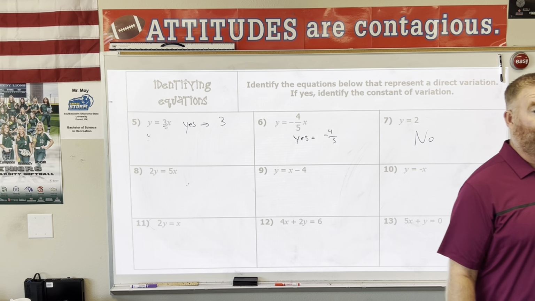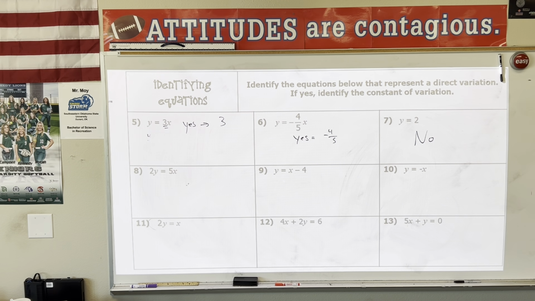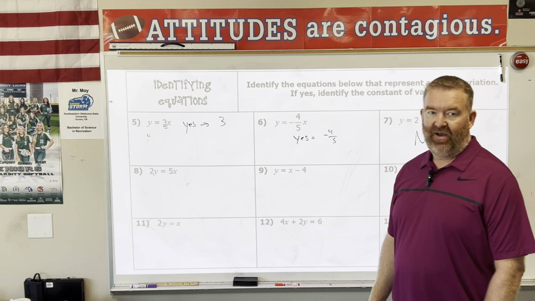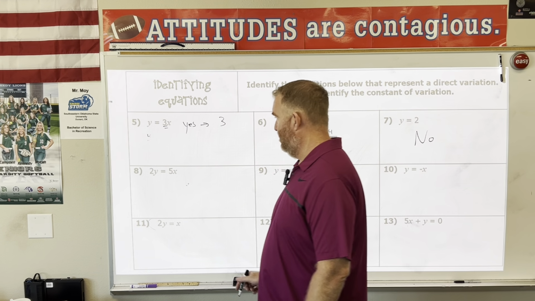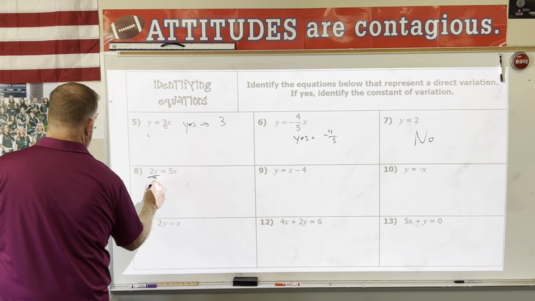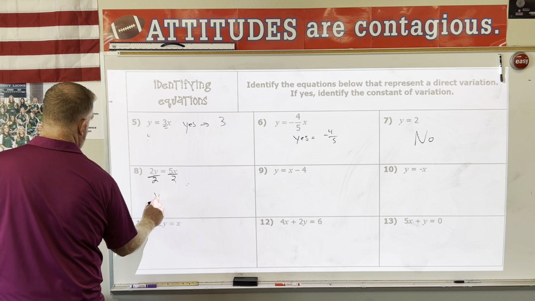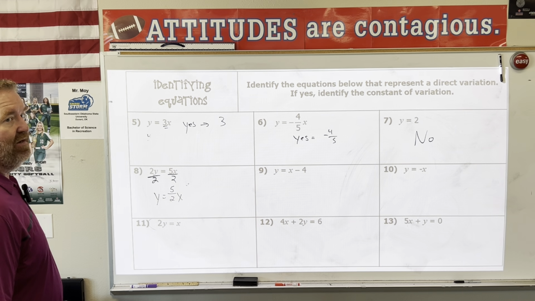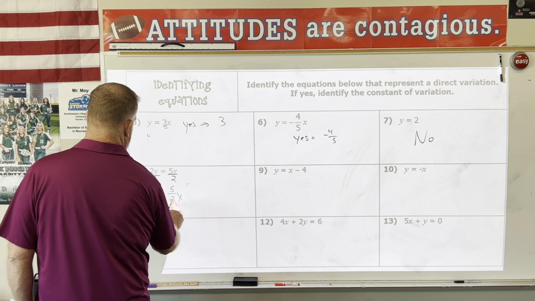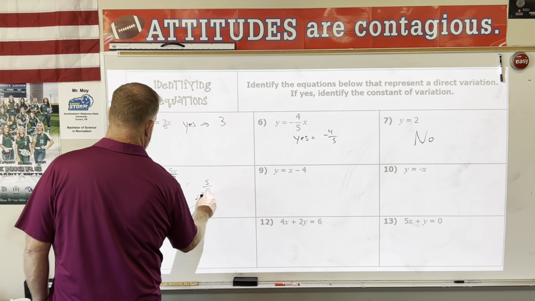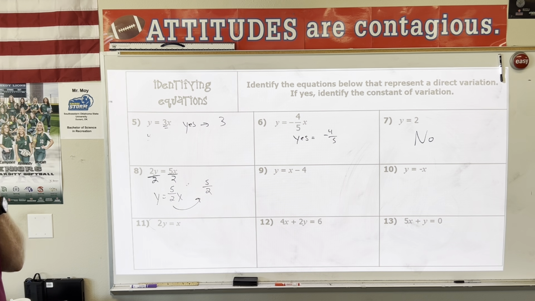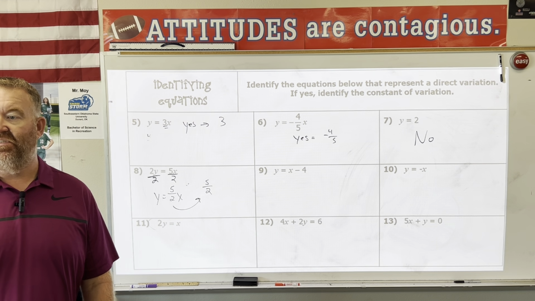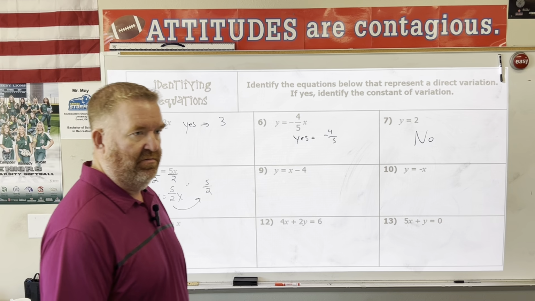Number 8. Can I put it in y equals? Can I do it? How? Divide by what? Divide by 2, right? So if I divide by 2, watch what happens. I divide by 2, I get y equals 5 over 2x, right? Now does it work? Yes, it does. What is it? 5 over 2. 5 over 2 is my constant. If you can put it in y equals kx form, you're good.